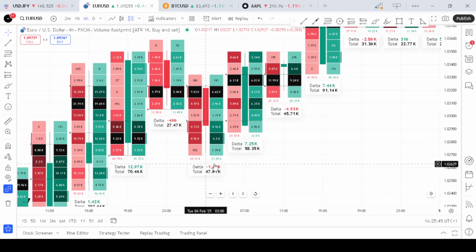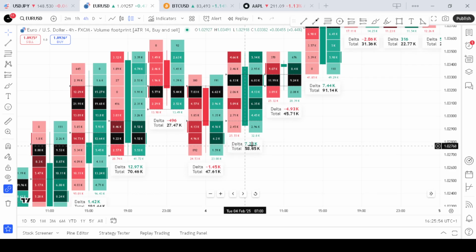For example, if you see an upward price movement accompanied by a positive delta, it means buyers are driving the trend. Conversely, when you see an upward move occur with a negative delta, this might signal weakness in the trend. This is basically what it means. You can see an upward move here with negative delta. It means weakness in the trend.